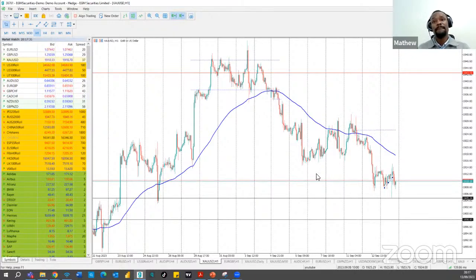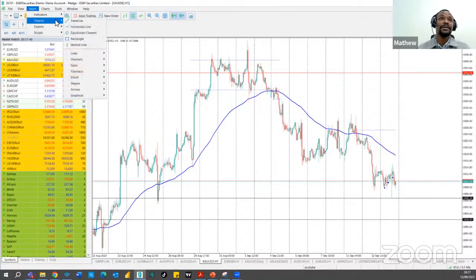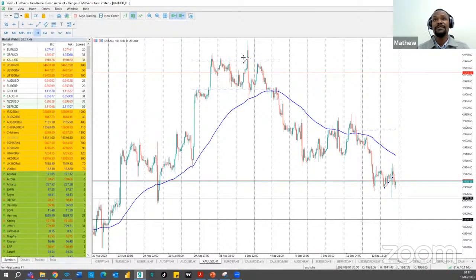So the question you ask yourself is, what is the trend? And then you identify the swing high and swing low. So in this case, if you look at this chart for gold, we are on a downtrend based on our moving average here. And if you look at the price, it's just a downtrend.